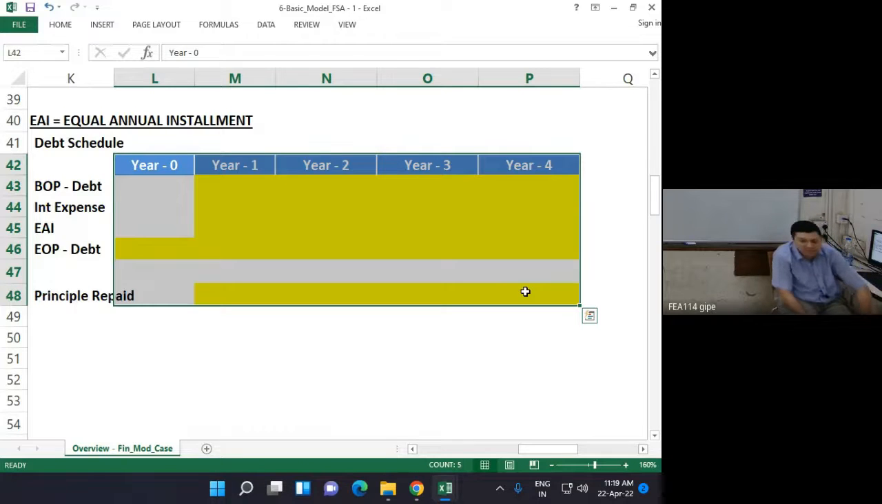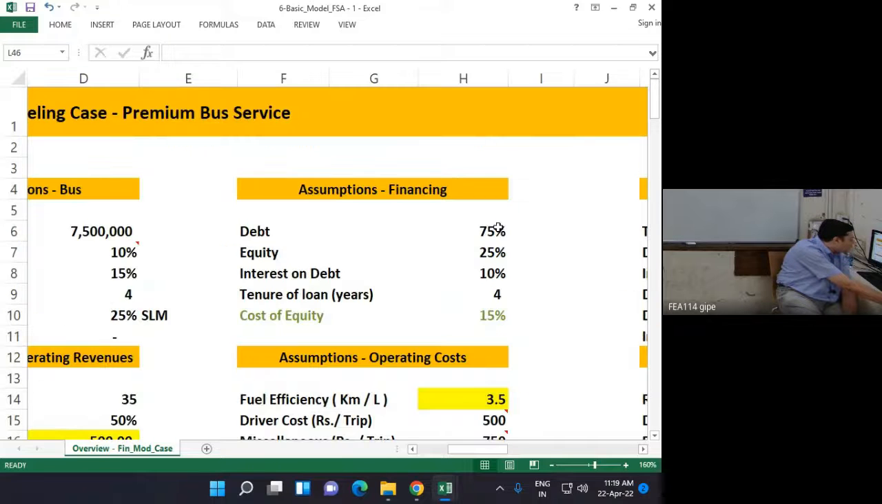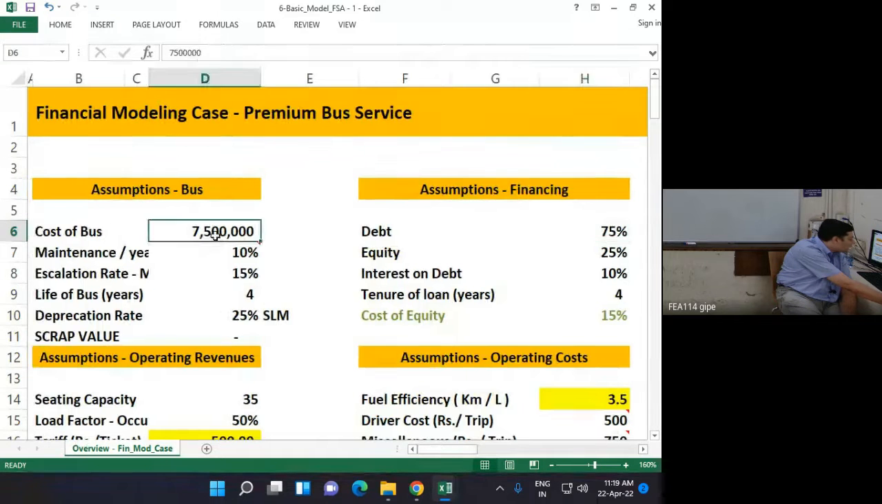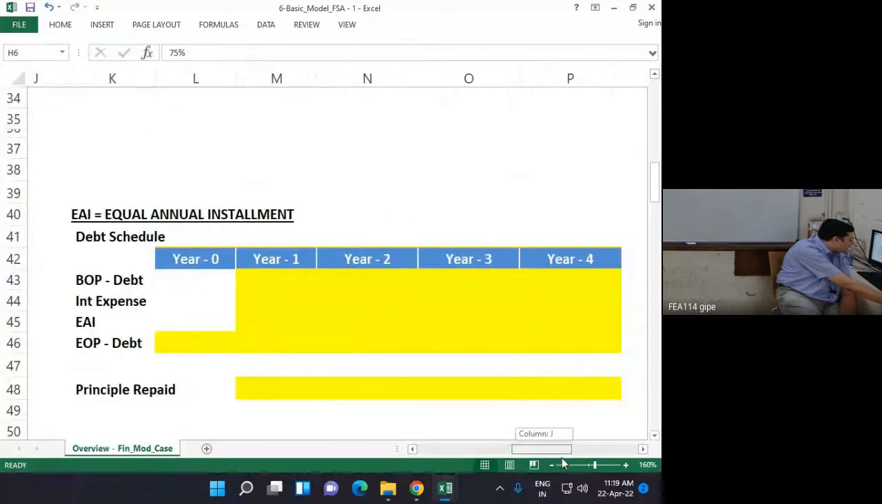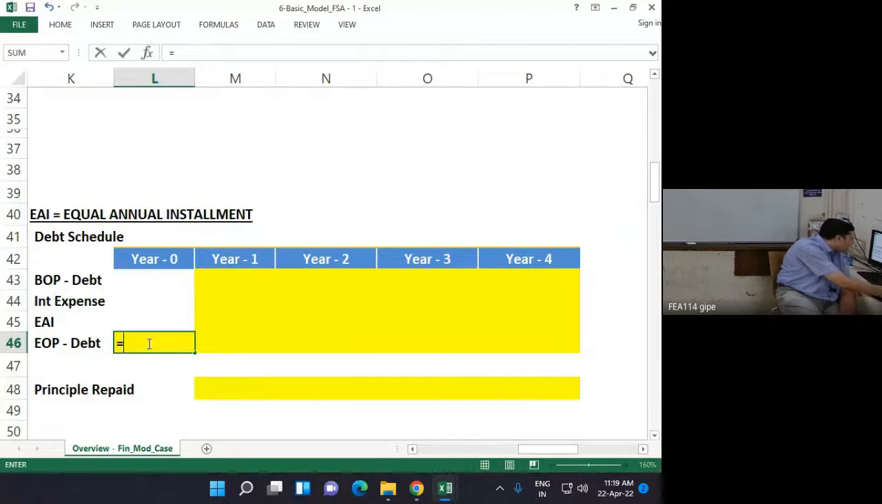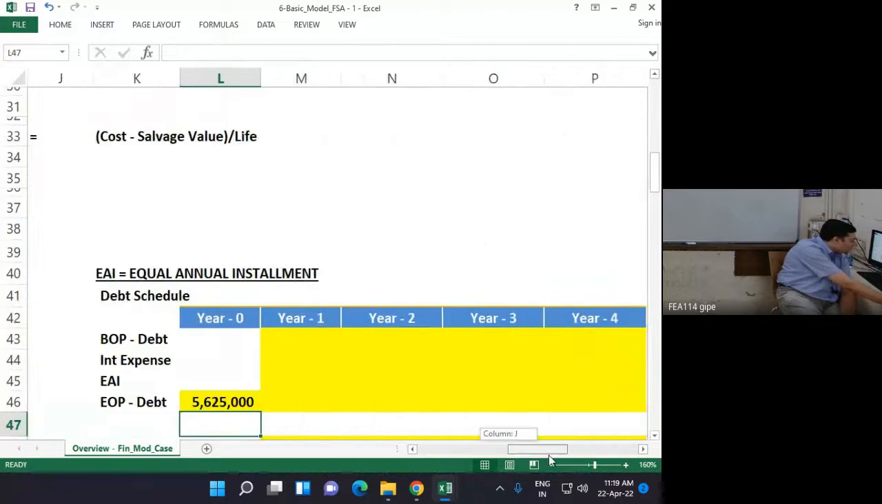Now, why are we taking debt in this business? Why are we taking a loan in this business? Because at the start we have to buy the bus. So how much debt are we taking in year 0, the starting point when you acquire the bus? 75% of the financing was done in the form of debt. Cost of bus was 75 lakhs. So in year 0, when you bought the bus, how much debt do you have? 75% of 75 lakhs. 56 lakhs 25,000 is the starting.